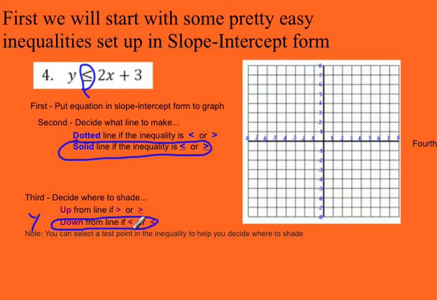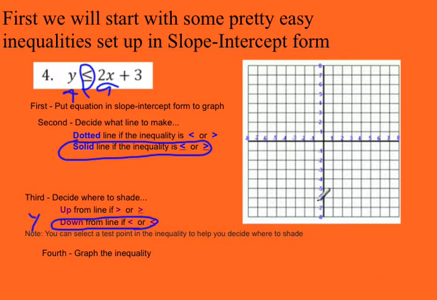Now, if it's confusing to decide where to shade, just pick a point on one side and plug it in for y and x. If it works, great, shade that side. If it doesn't, shade the other side. And the last step, your fourth step, is to simply graph the inequality. And that's where we're at right now.